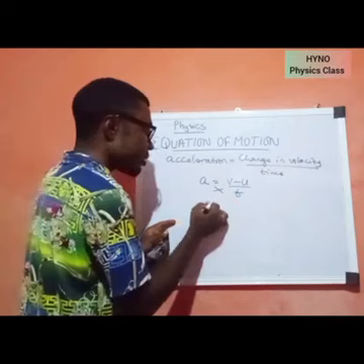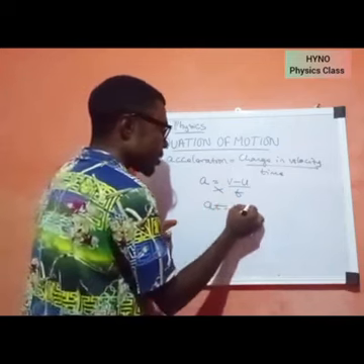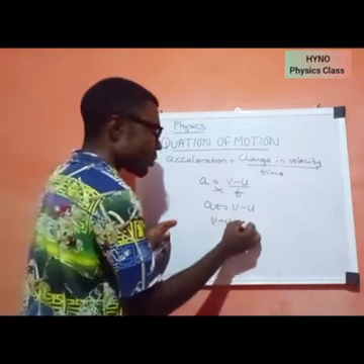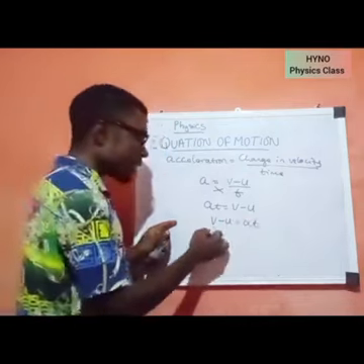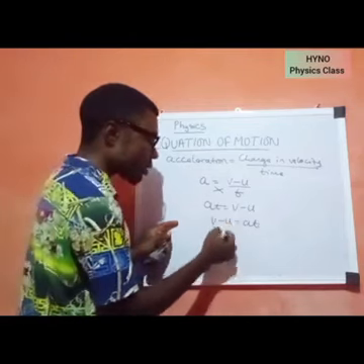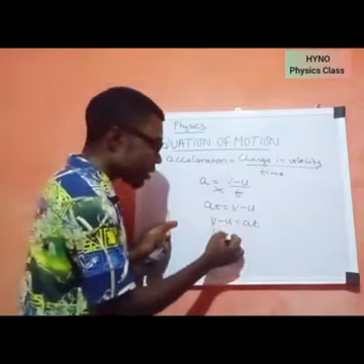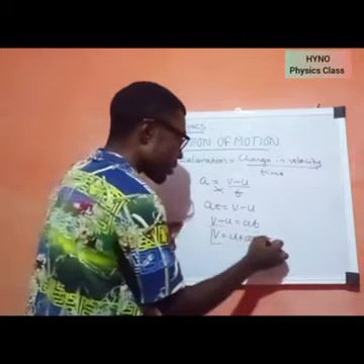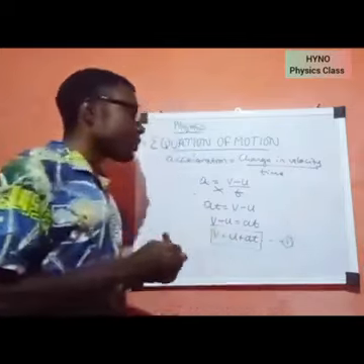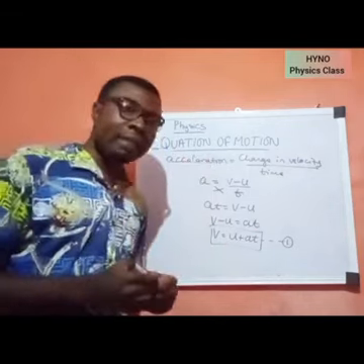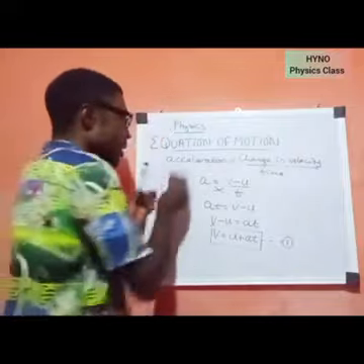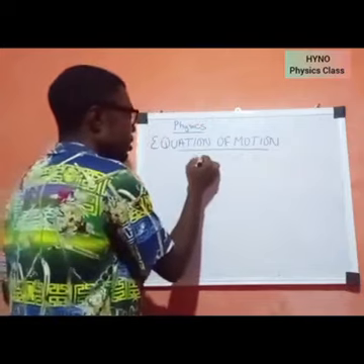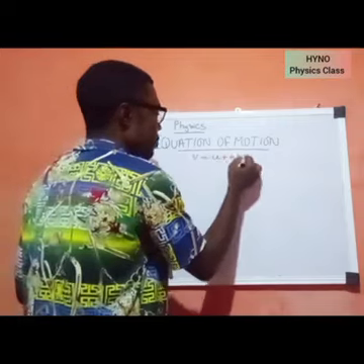You cross multiply, you have AT equals V minus U, and then can as well be written as V minus U equals AT. To make V the subject of the formula, V equals, when U crosses the sign of equality, minus U becomes U plus AT. So this is how we got the first equation of motion. From the definition of acceleration, we're able to get the first equation of motion. Okay, now if we move further, knowing this first equation, V equals U plus AT.